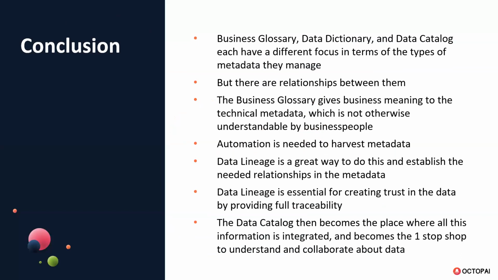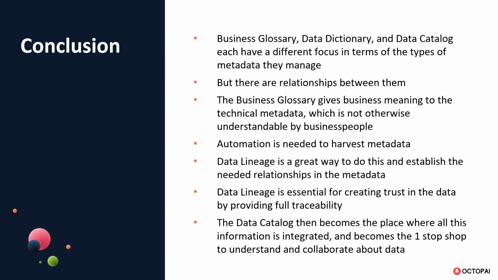So in conclusion, the Business Glossary, Data Dictionary, and Data Catalog have different foci in terms of the metadata they manage, and that's been very traditional, but there are relationships. The Business Glossary gives us meaning, but automation is going to be needed to harvest particularly technical metadata of the kind we see in data dictionaries and data catalogs. Data lineage is a great way to do that.